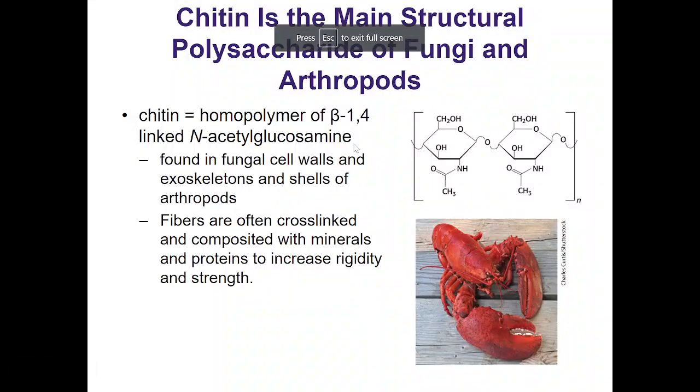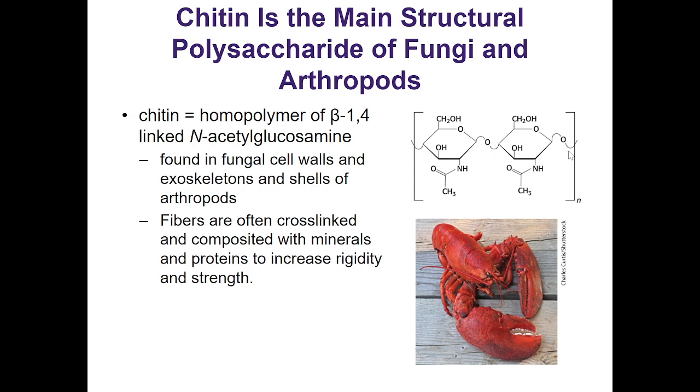Okay, so last time we left off on chitin. Chitin is going to be the main structural polysaccharide of things like fungi and arthropods. This being an arthropod right here, that being a chitin shell. So chitin is going to be the homopolymer of beta-1,4 linked N-acetyl glucosamine. Notice right here, there's the amine, the acetyl, there's your glucose, right?